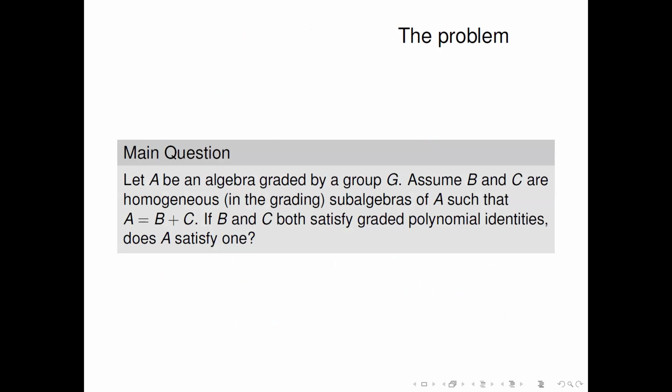And our problem will be the following. You take an algebra A, which is graded by a group, and assume B and C are subalgebras that are homogeneous in the grading, such that A is the sum of these subalgebras. If B and C both satisfy some graded identities, we ask whether A still will satisfy them. That is the analogue for graded algebras of a problem due to Beidar and Mikhalev.